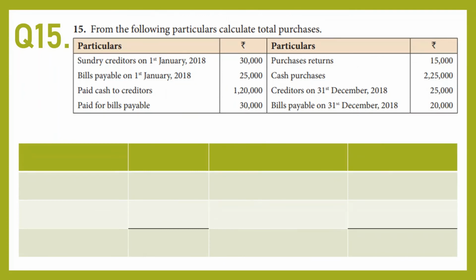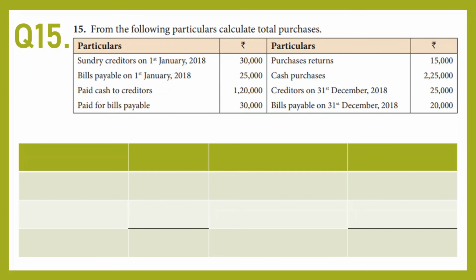Okay, fine. Let us move over to the 15th problem. In this problem, they have asked us to calculate the total purchases. The target is to compute the total purchases, and we have been given details of sundry creditors, bills payable, and then purchases, returns, cash purchases, creditors. Whenever you see the bills payable and the sundry creditors account, always keep in mind you might have to prepare at least two accounts, which will be the bills payable and the sundry creditors account.